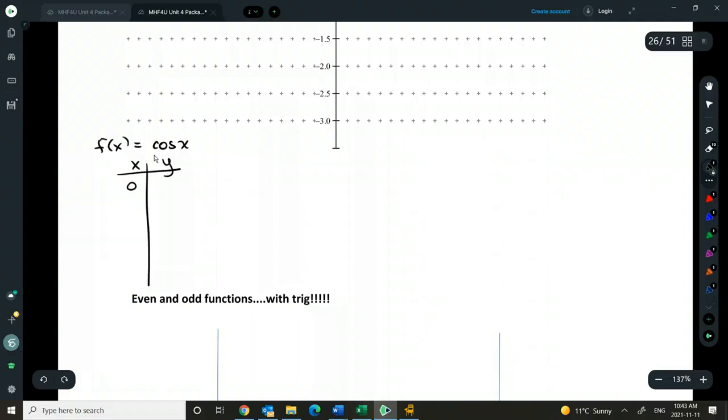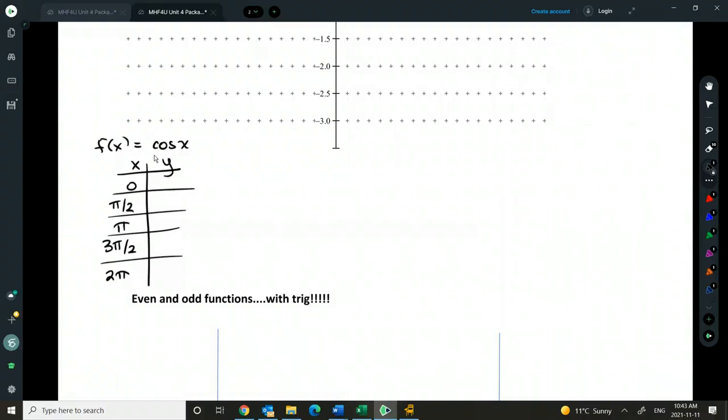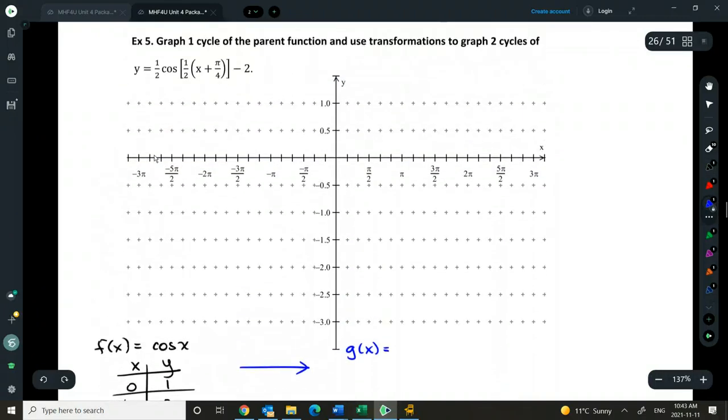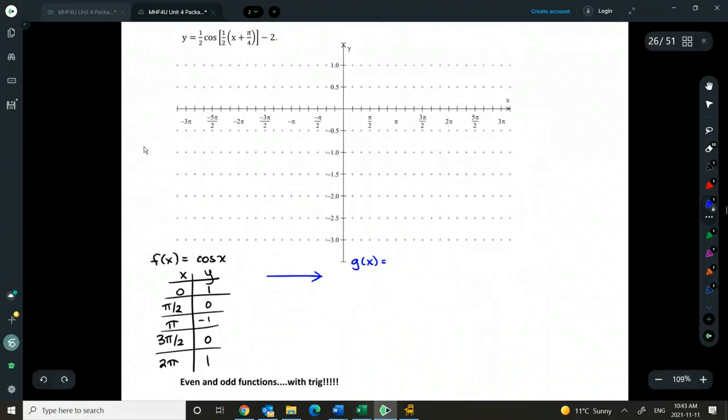Same x-coordinates, 0, pi over 2, pi, 3 pi over 2, and 2 pi. When I plug these into my calculator, which you can do, just make sure you're in radians, you should get 1, 0, negative 1, 0, and 1. New function. Half cos half of x plus pi over 4 minus 2.